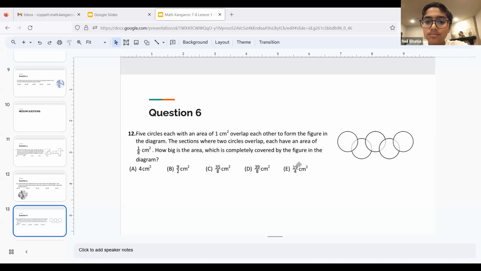Here's what I did. Each of these circles has an area of 1, so the total area would be 5 if they didn't overlap. However, they do overlap, and each overlapping area has an area of 1/8. Because these areas overlap, you need to subtract 1/8 for each time they overlap. They overlap 4 times, so it would be 5 minus 4/8, which is a half. 5 minus 4/8 is 4.5, which is B.